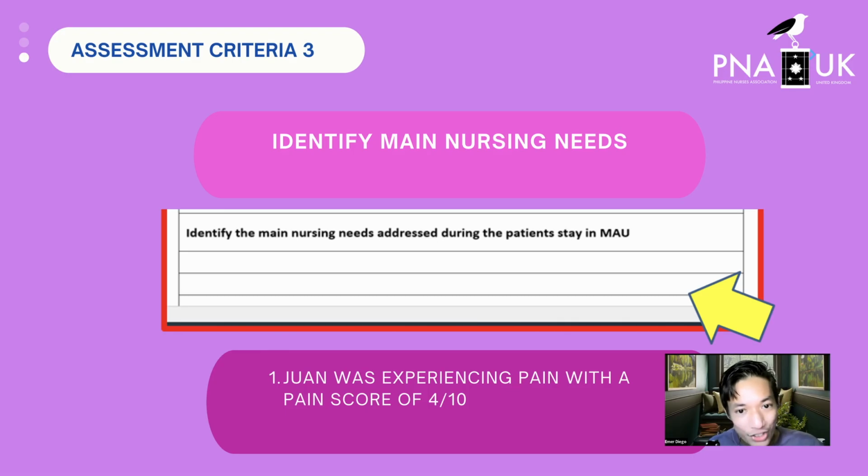So the third section of your evaluation letter for the old test of competence is to identify the main nursing needs. Okay, so this is how it would look on your paper.